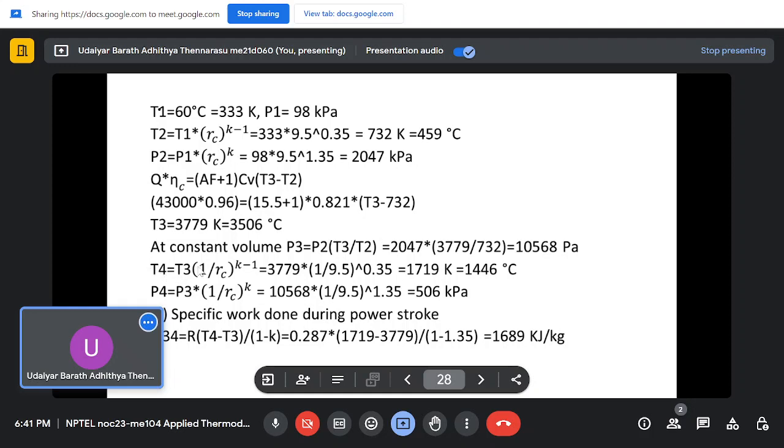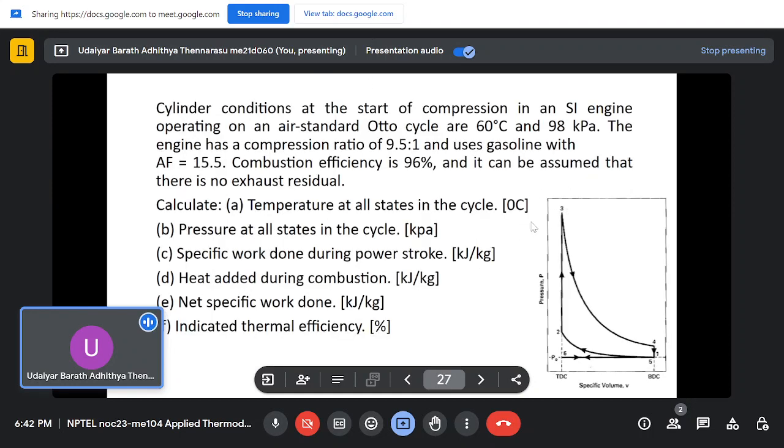And T4, similarly for the reversible adiabatic, we can calculate. It will come out to be 1719 Kelvin and 1446 degrees Celsius. And P4 will come out to be 506 kilopascal. So now we have calculated all the temperature and pressure at each of the state points.